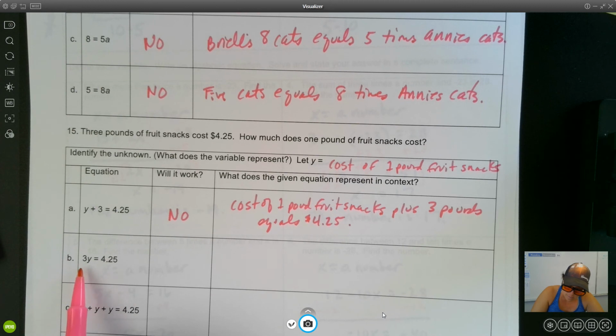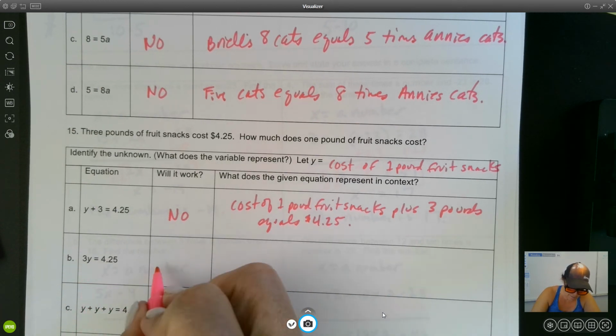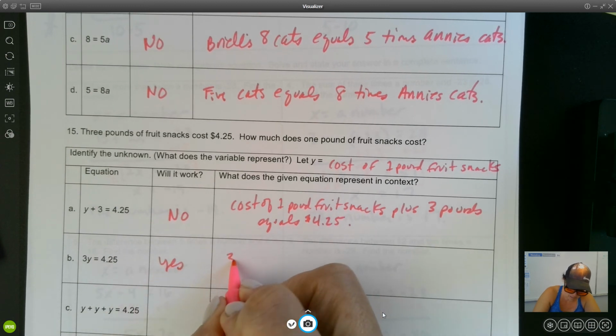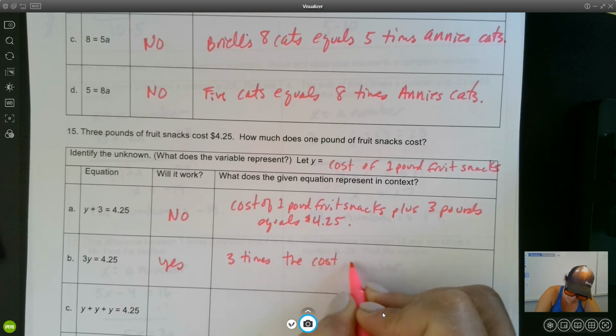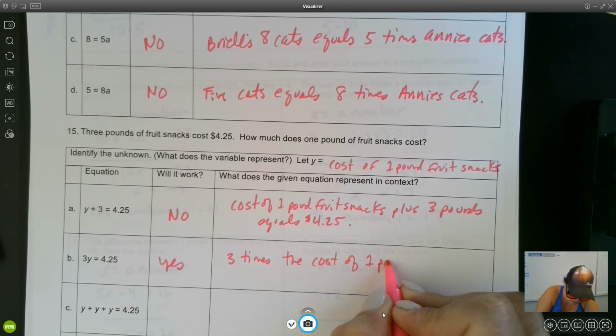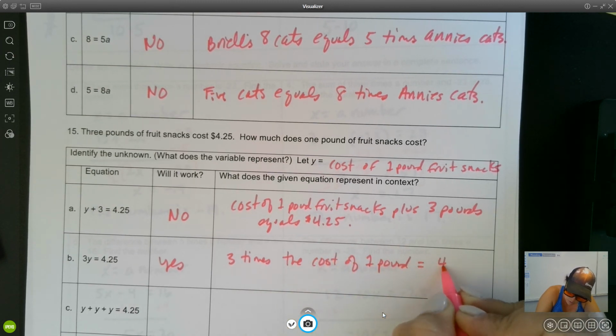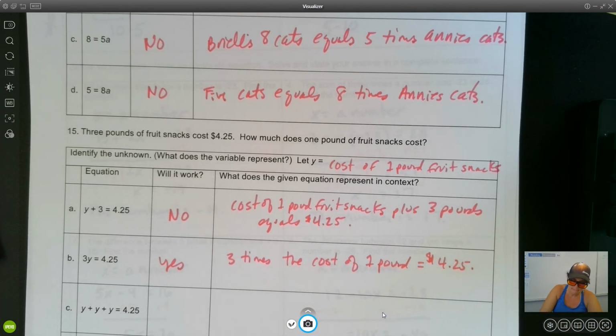Okay, 3 times the cost of 1 pound of fruit snacks equals $4.25. Yes. 3 times the cost of 1 pound equals $4.25. That makes sense. Okay, this guy: cost of 1 pound plus the cost of 1 pound plus the cost of 1 pound equals $4.25. Yes.